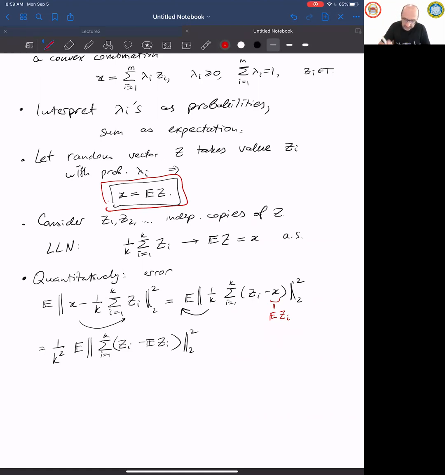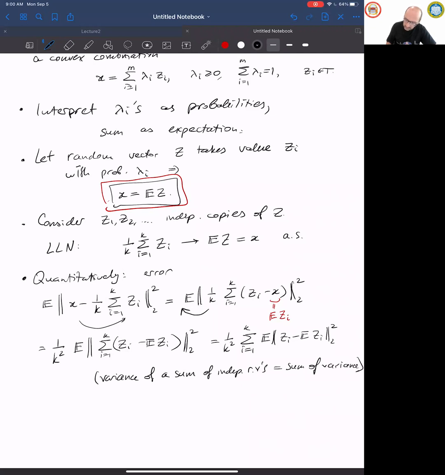Okay, so what does it look like? It looks like variance. So, variance of a sum. And we're claiming this is the same as the sum of variances. The variance of a sum of independent random variables equals the sum of variances. But for random vectors, it's also true, and this is homework 1 as well. This is one of the problems in the homework, to extend this fact to random vectors.